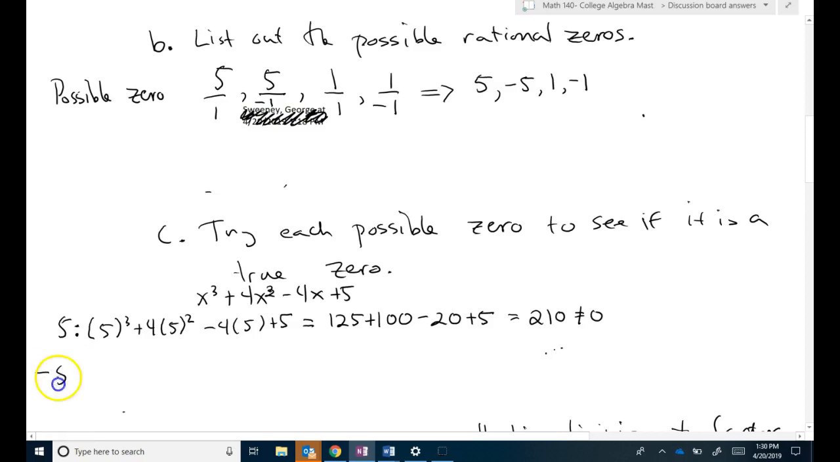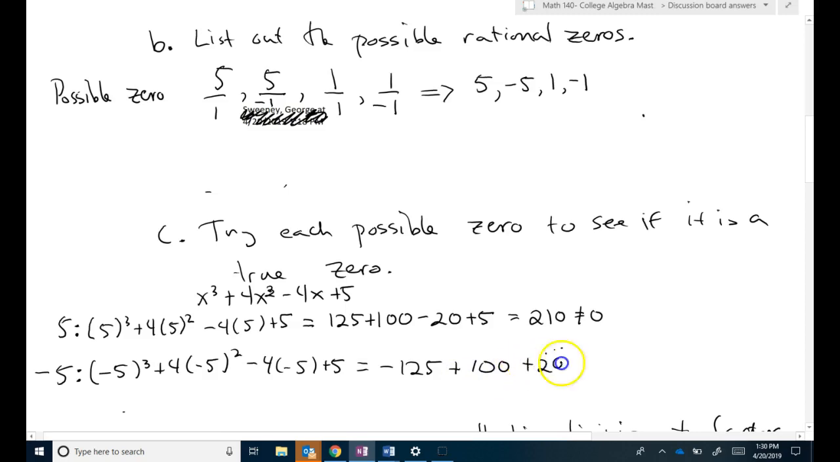Okay, let's try negative 5 then. Negative 5, I'll take negative 5 cubed plus 4 times negative 5 squared minus 4 times negative 5 plus 5. This is now going to equal negative 125 plus 100 plus 20 plus 5, which does equal 0, which means that I found my first zero. My first zero is going to be x equals negative 5.